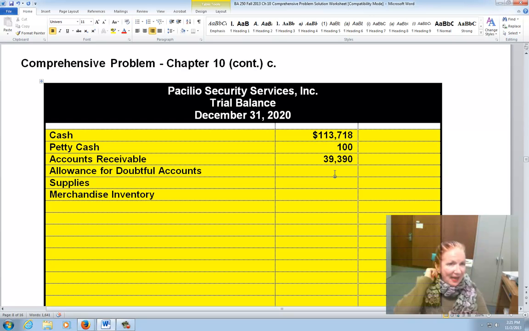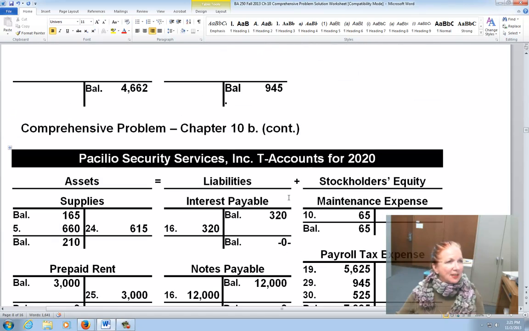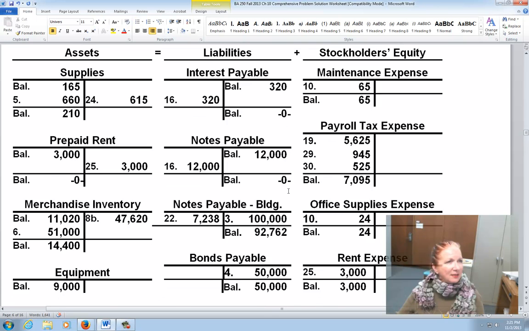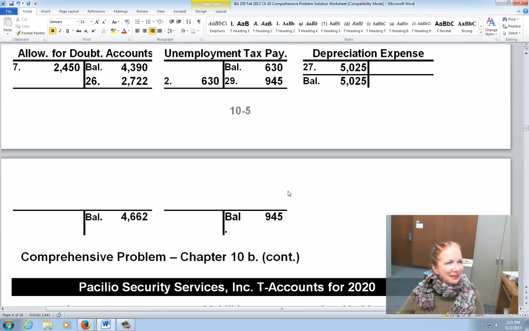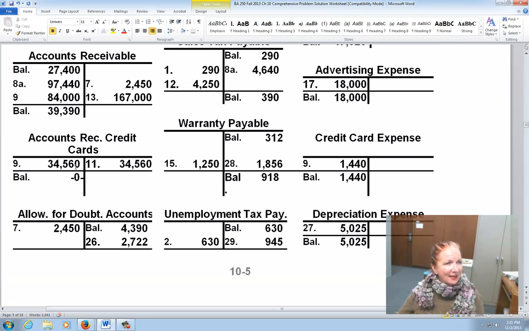So I happen to have one here with me so I can see it. Allowance for doubtful accounts carries a credit balance. Let's go up and look at that, just like accumulated depreciation does. So here is accounts receivable and accounts receivable credit cards. Accounts receivable credit cards, though, has a zero balance. We've collected all of those, so we don't put those in the trial balance.